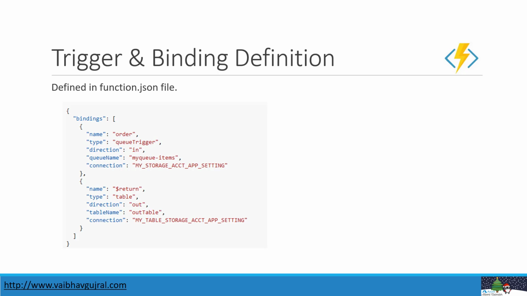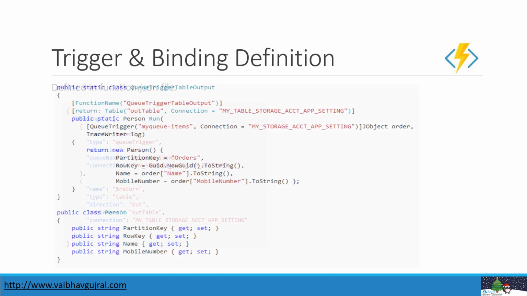The second element in the bindings array is the Azure Table Storage output binding. The type and direction properties identify the binding. The name property specifies how the function provides the new table row, in this case by using the function return value. The name of the table is in the table name, and the connection string is in the app setting identified by connection. In a class library, the same trigger and binding information, queue and table names, storage accounts, and function parameters for input and output, is provided by attributes instead of a function.json file.